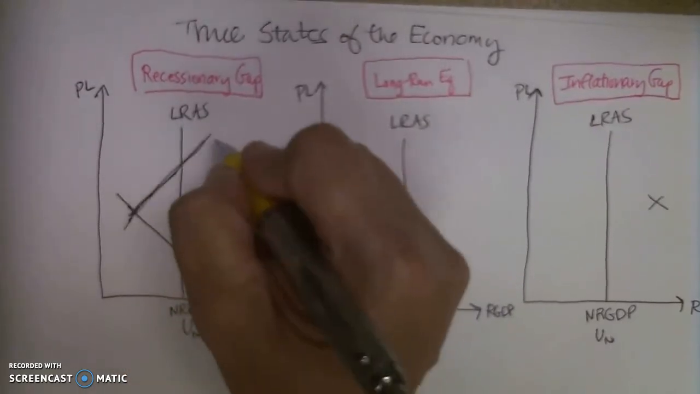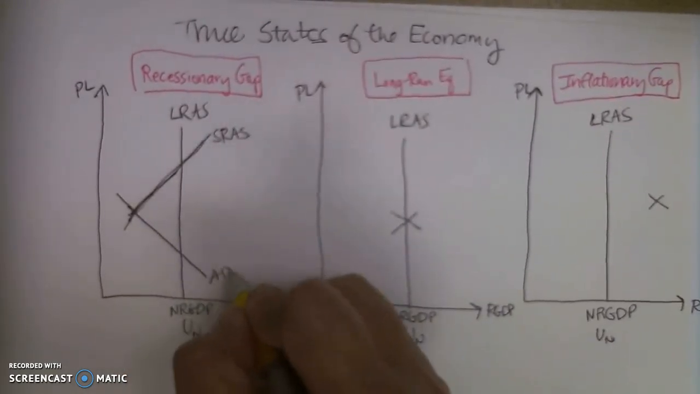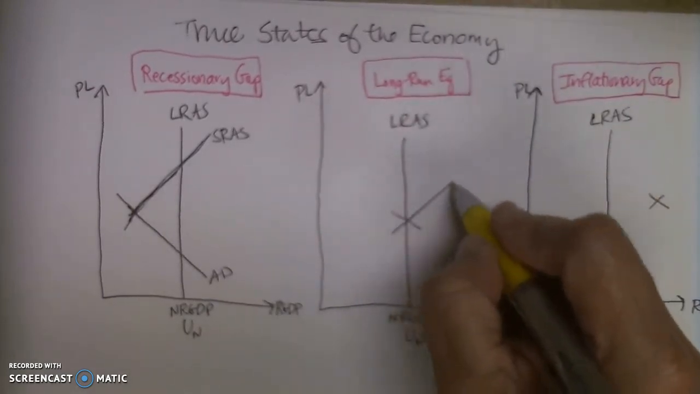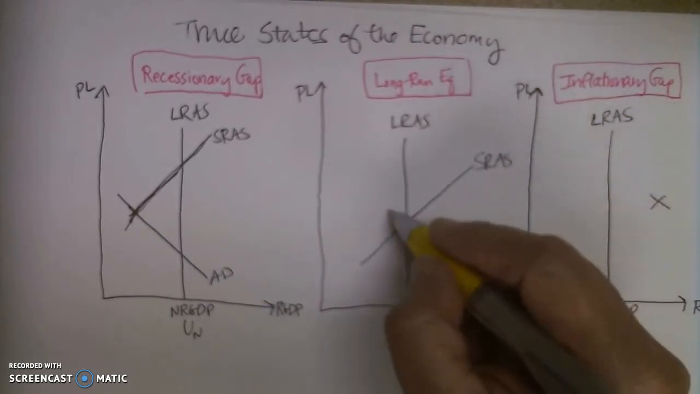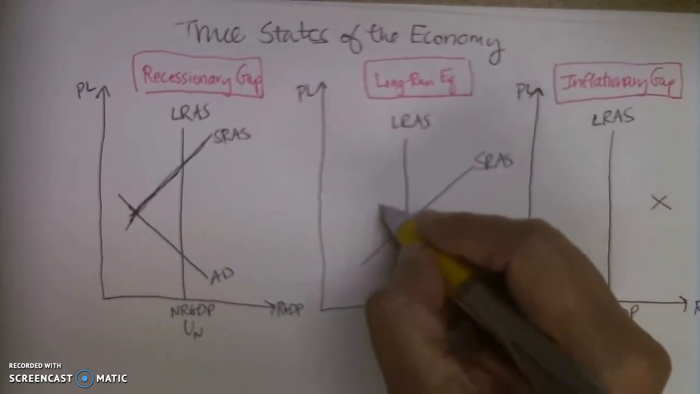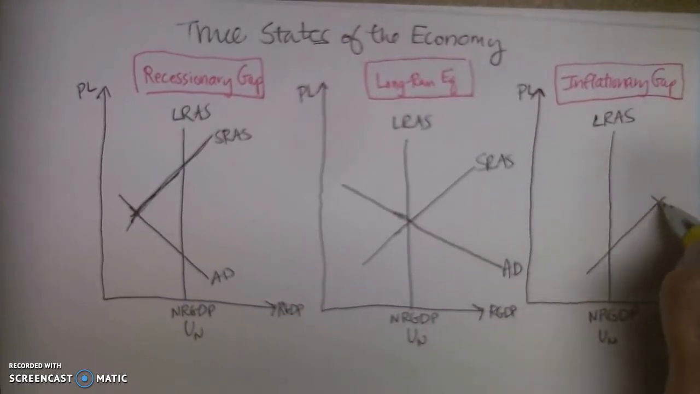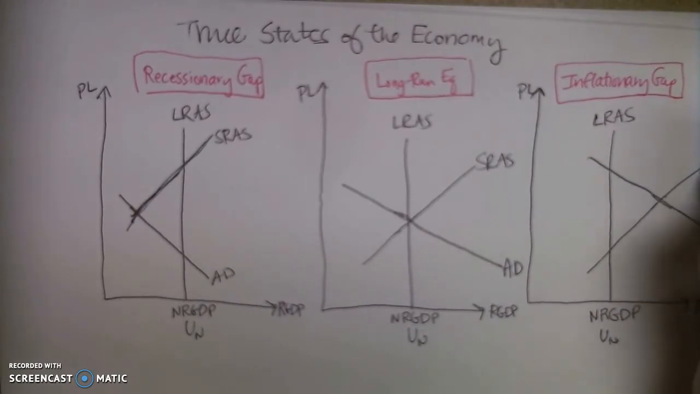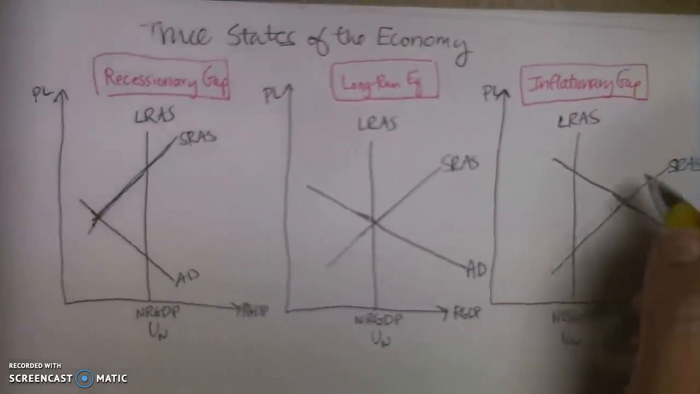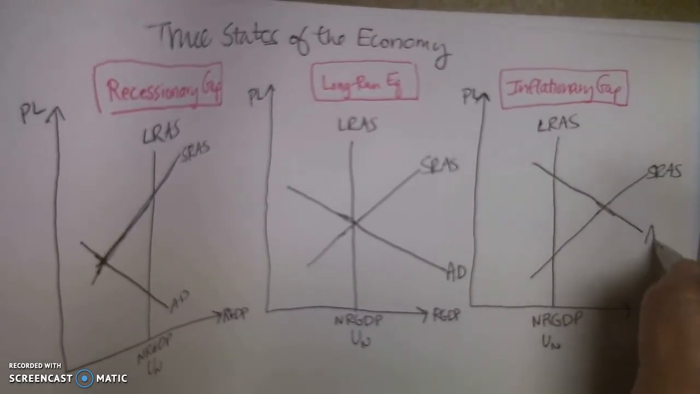The upward sloping curve here is the short run aggregate supply curve. The downward sloping curve is your aggregate demand curve. Again, extend my lines. The short run aggregate supply curve is the upward sloping curve, and the downward sloping curve is the aggregate demand curve. And again, extend them so they cross the long run aggregate supply curve.